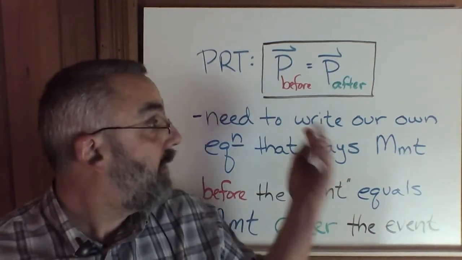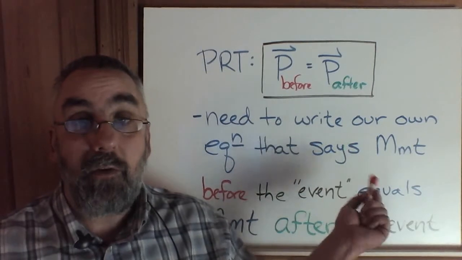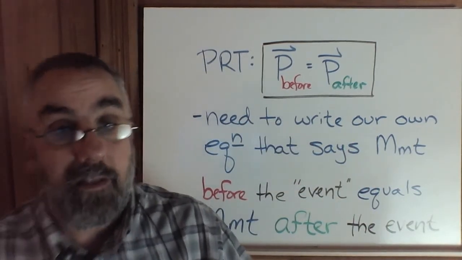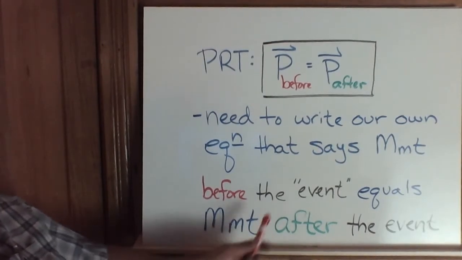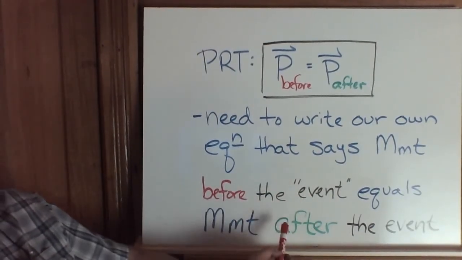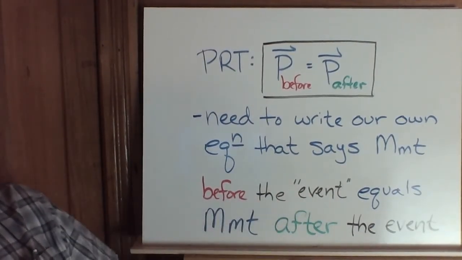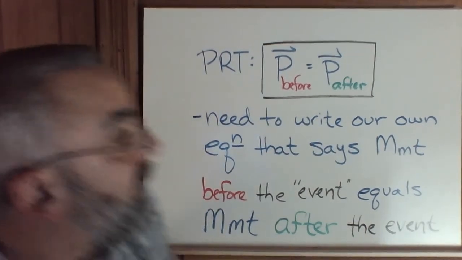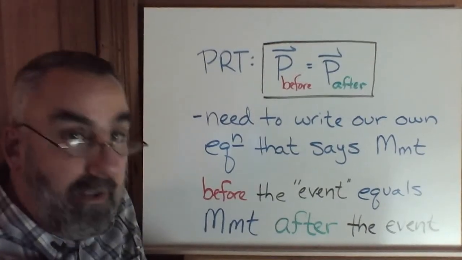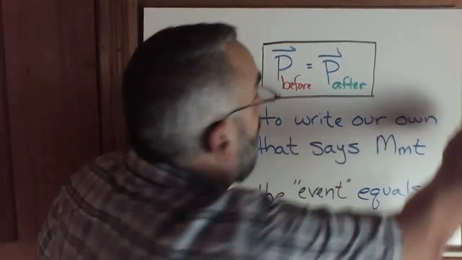However, this means that we also have to write our own equation that says that the momentum before whatever event we're talking about is going to be equal to the momentum after that event. So we're not given the details here. We're going to have to come up with our own equations, and I'm going to show you some templates that you can use to work with.